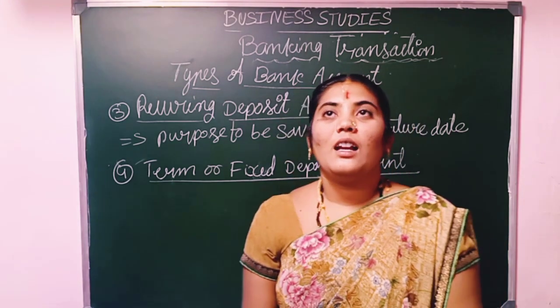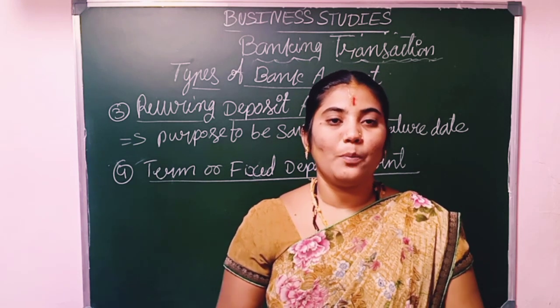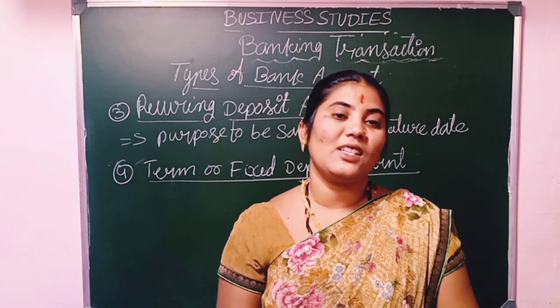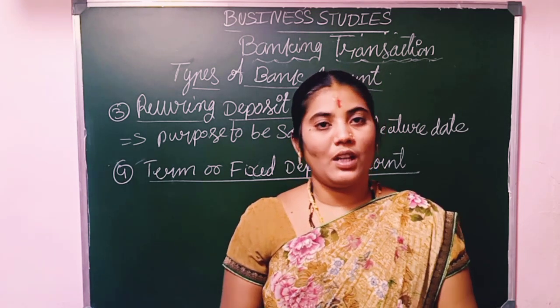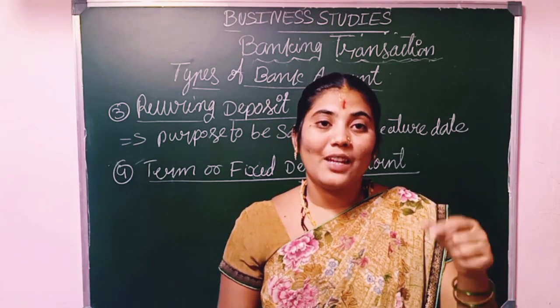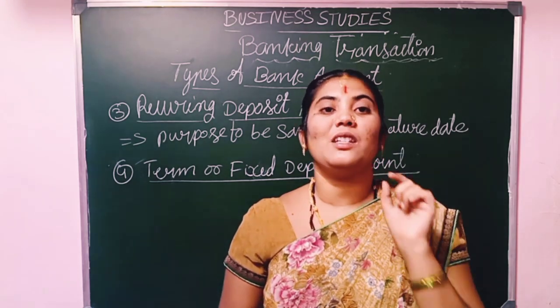Rama is a poor person. He wants to save his amount regularly for his daughter's marriage. So which type of account is suitable for Rama? What we can observe here is that he wants to save a particular amount regularly.